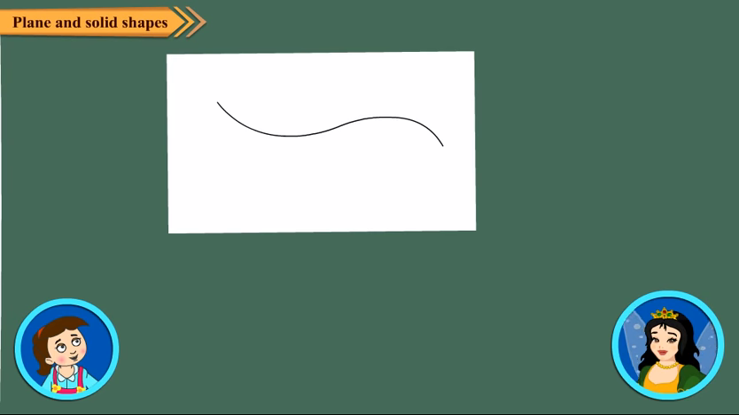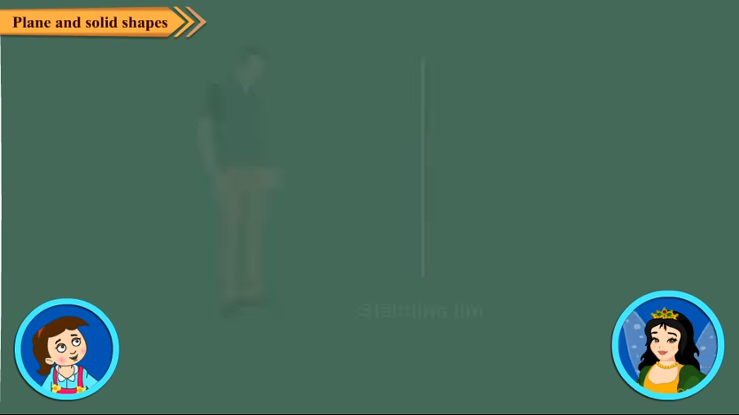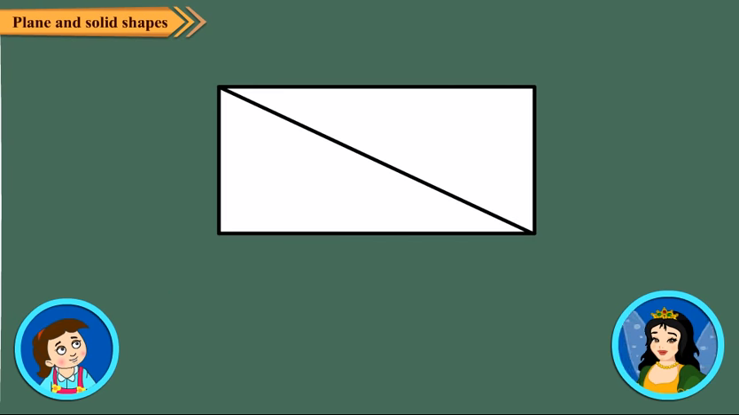Do you know, Neha, we have three kinds of straight lines: sleeping line, standing line, and slanting line. Oh, it means this figure has two sleeping lines, two standing lines, and one slanting line. Absolutely correct. Using these lines, we can draw various shapes.